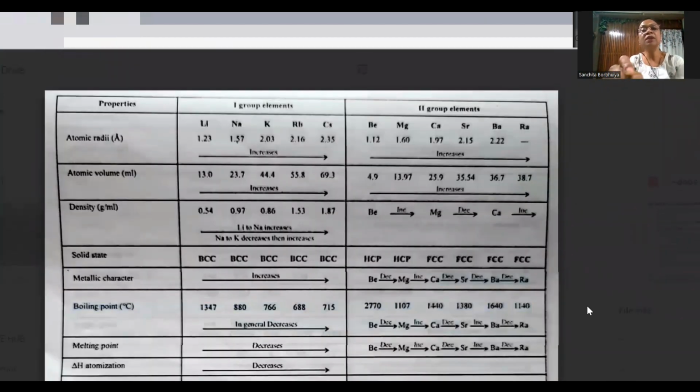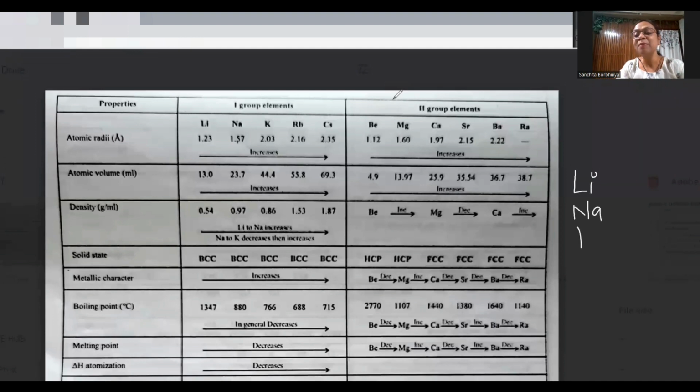So first of all, the S block elements. What are the S block elements? Yes, you definitely know it. I know that you know it. But we will list down the elements: lithium, sodium, potassium, rubidium, cesium, and francium.